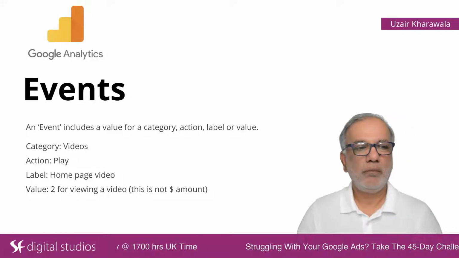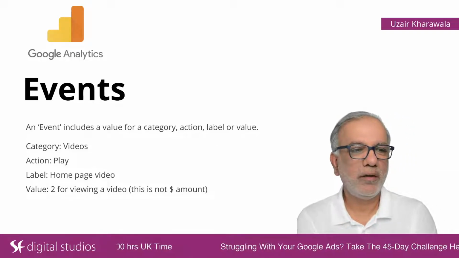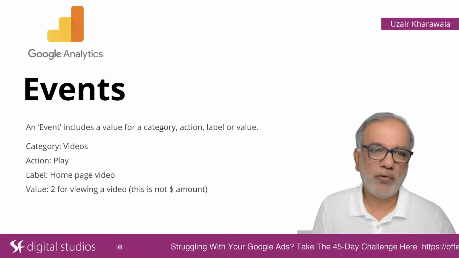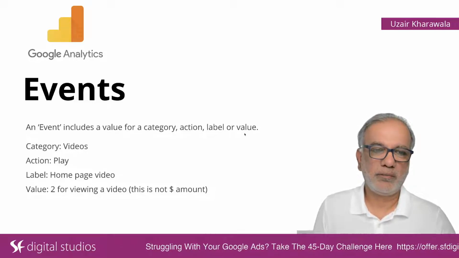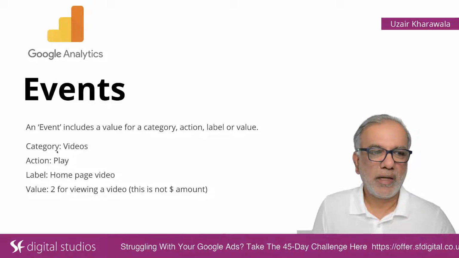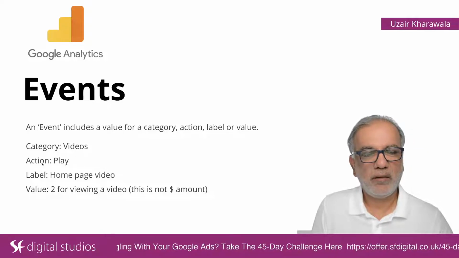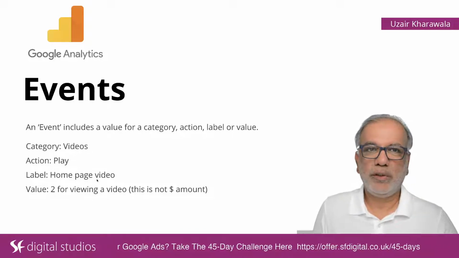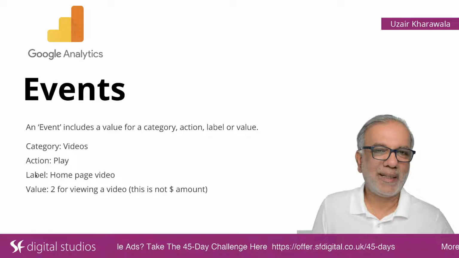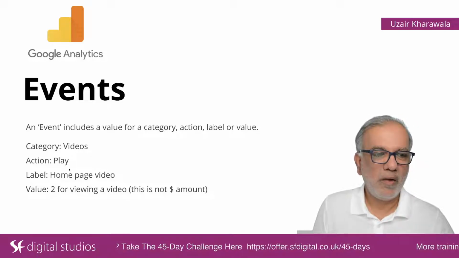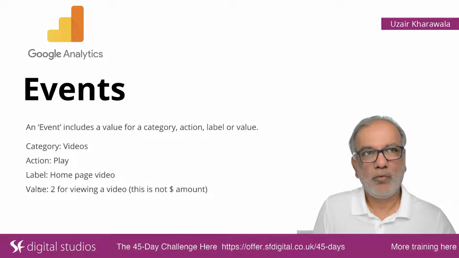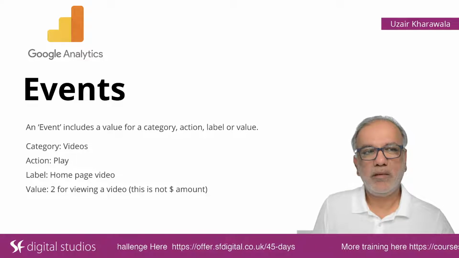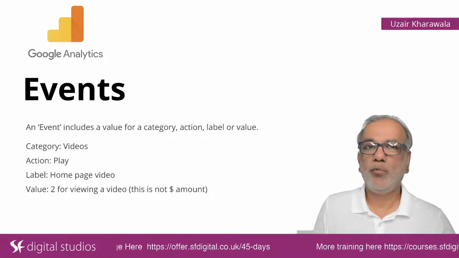Then we come to events, and you may have heard about event tracking. What is an event? The event includes a value for a category, action, label, or value. So a category could be, let's say, a video, and the action on it is the play button, and it could be a homepage video, or it could be an about us video. So that could be the label or the name of that video. And the value is what you classify as a value. How valuable is a person viewing that video for you?